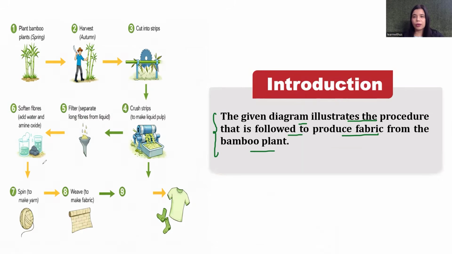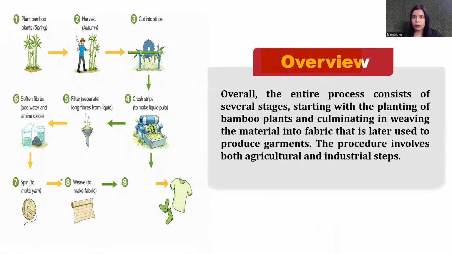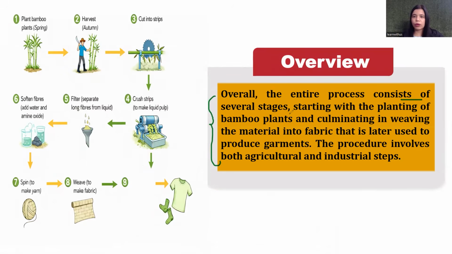Now let's see the overview paragraph, and here we go. We are saying overall the entire process consists of several stages, starting with the planting of bamboo plants and culminating in, means ending with, weaving the material into fabric that is later used to produce garments. So we are talking about this stage now.